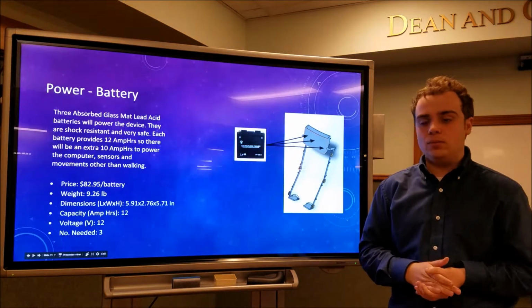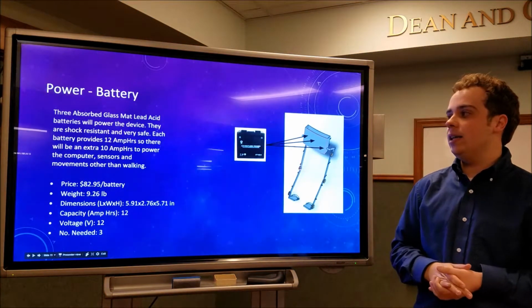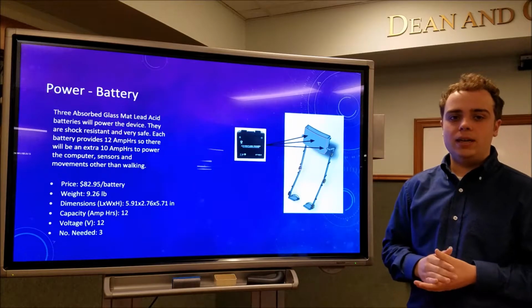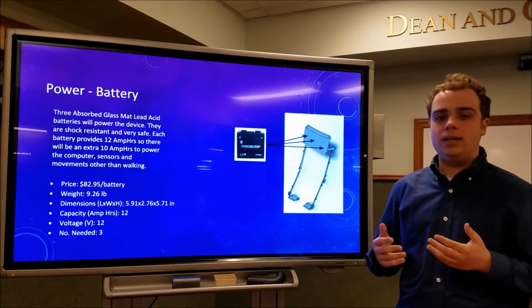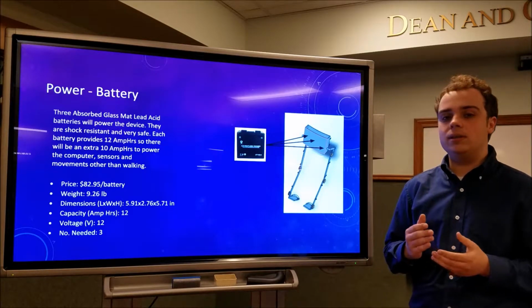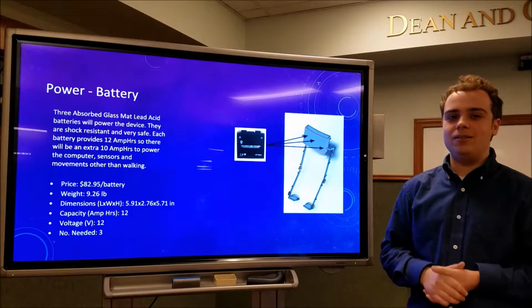To supply this, we're going to use 3 absorbed glass mat lead acid batteries, and they're very safe and shock resistant, and that's why we chose them. And they'll provide an extra 10 amp hours that will be used to compute the sensors and the computer power.